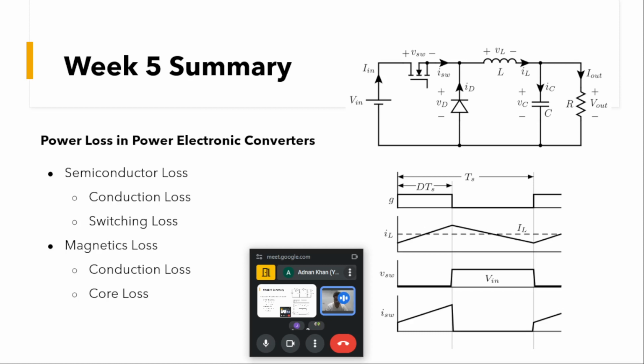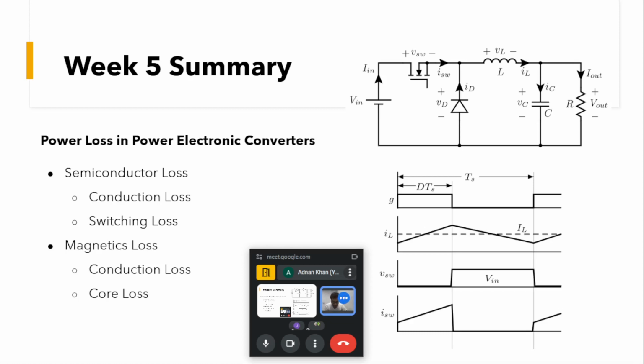Conduction loss occurs mainly when our devices are conducting and some current is flowing through the device. Ideally there shouldn't be any drop across the device, but in practical, non-ideal cases, there is some voltage drop across the device, and if some current is flowing through the device at that moment, that would cause loss in the device.